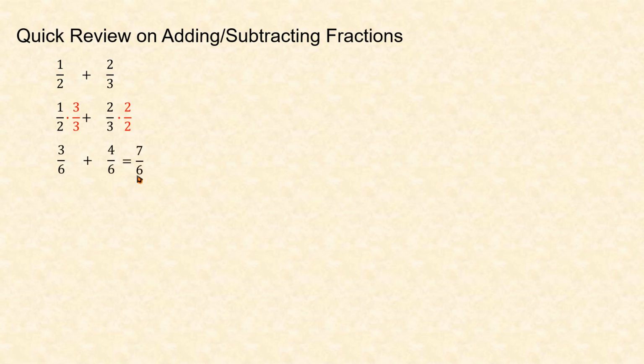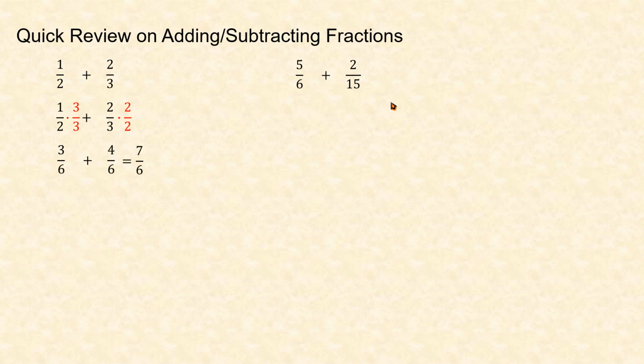Okay. Let's do one more. I have 5 sixths plus 2 fifteenths. You see here, a lot of people might think, oh, I'm going to just multiply 15 over 15 for the first one and then 6 over 6 for the second one. Well, that's going to give you a common denominator, but it's not going to be the least common denominator.